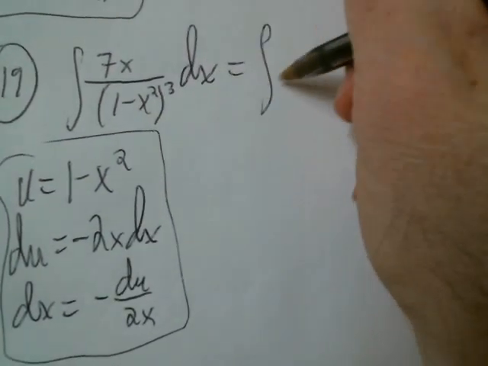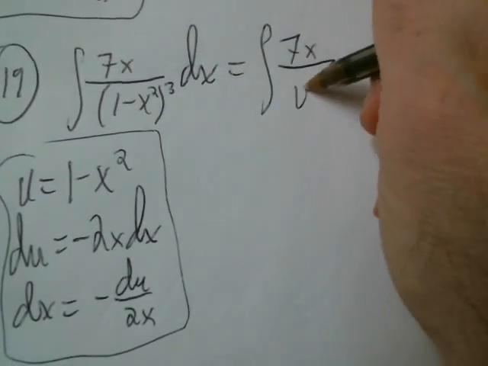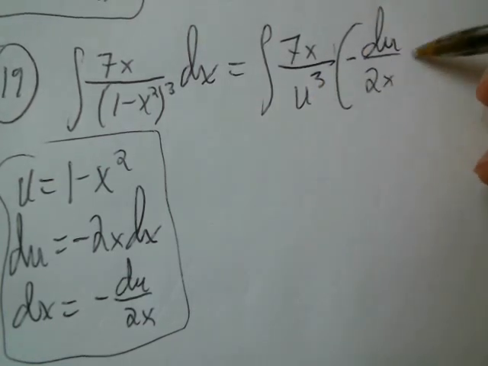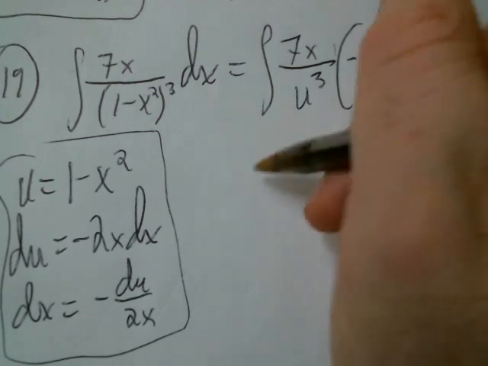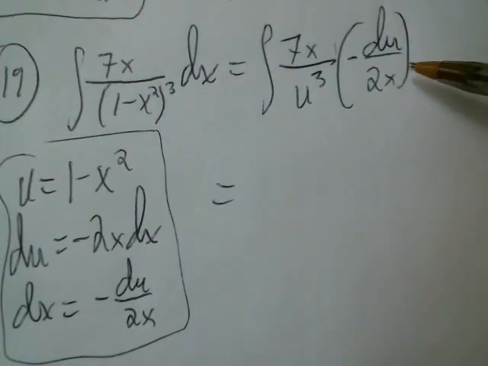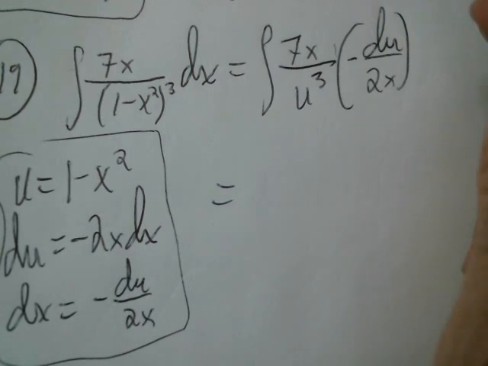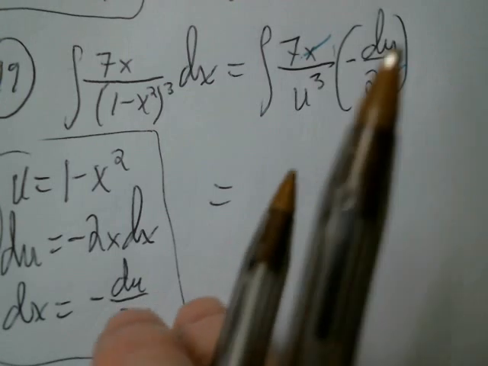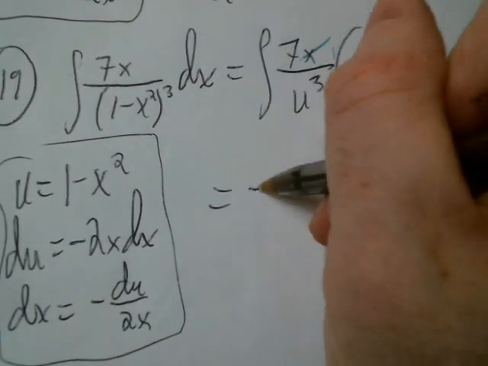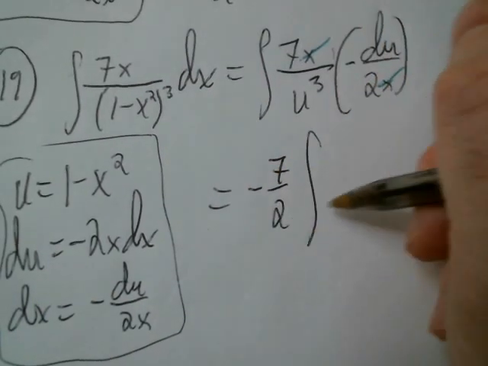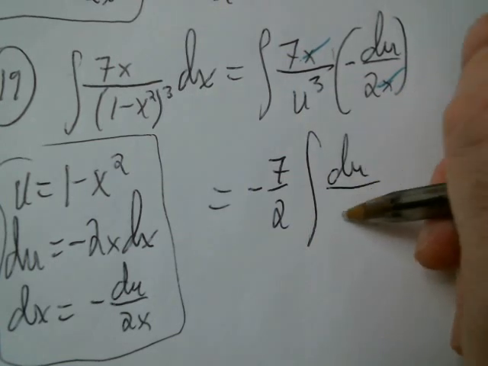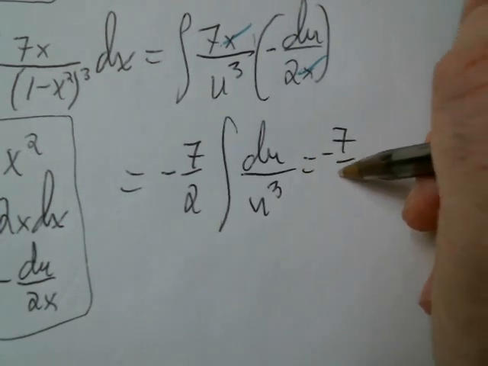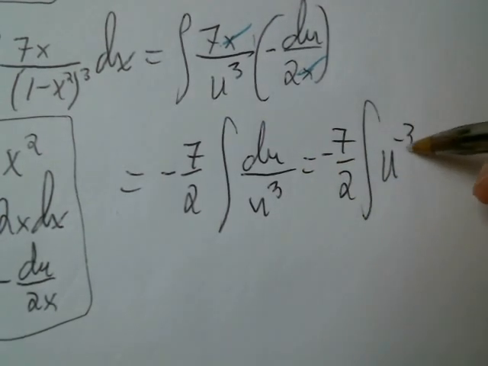Do my substitution. So I have the integral of 7x all over u cubed times dx, which is now negative du over 2x. Okay, and if we did it right, the x material should all go away, and certainly we see it going away. That cancels with that. The constant that I could pull out is negative 7/2, and then we're just left with the du over u cubed, which I'll have to rewrite. So this will be negative 7/2 times the integral of u to the negative 3 du.